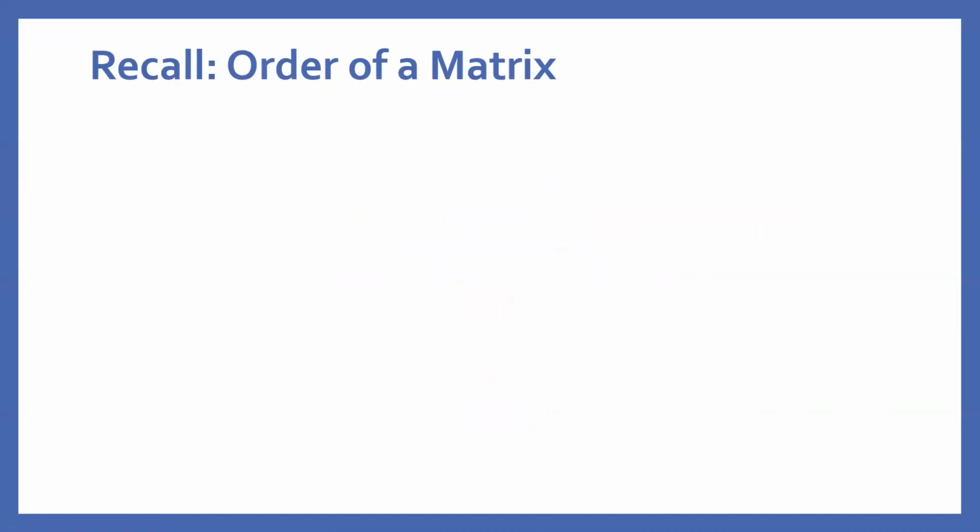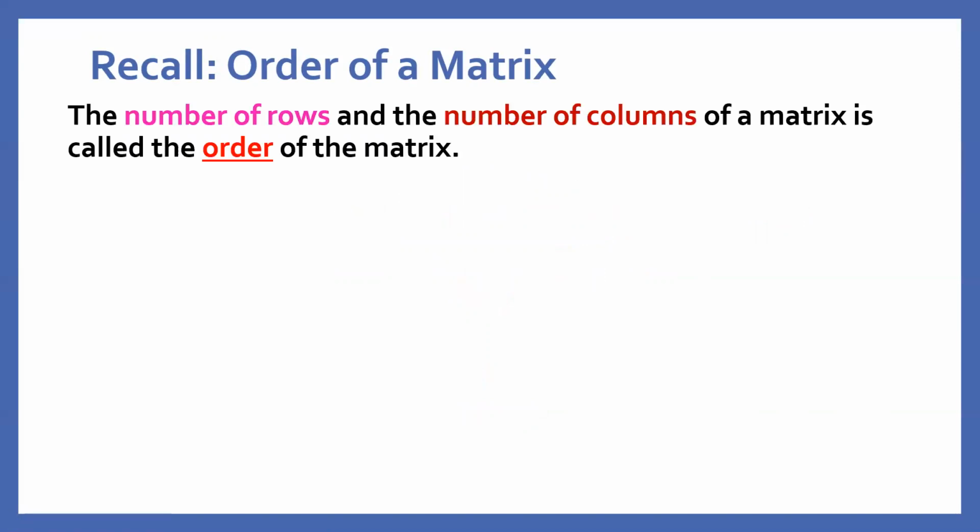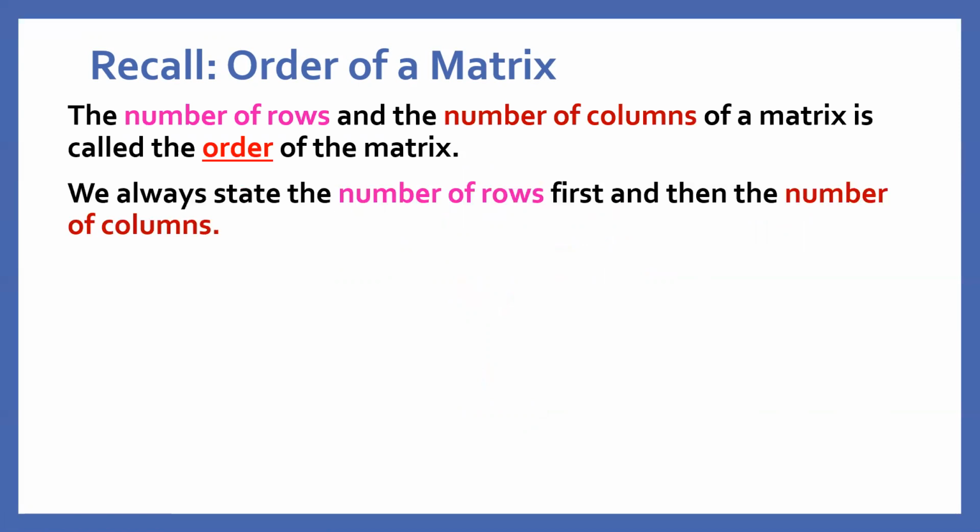Now we have what we call the order of a matrix. What is the order of a matrix? The number of rows and the number of columns of a matrix is called the order of the matrix. We always state the number of rows first and then the number of columns. So we always write rows, then columns.